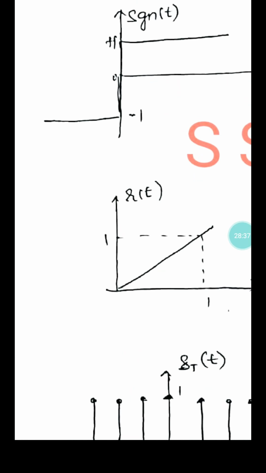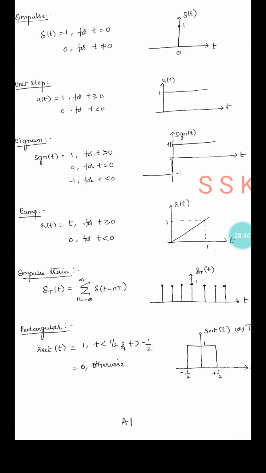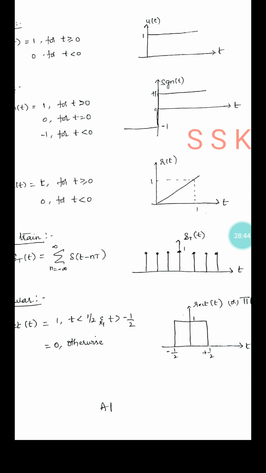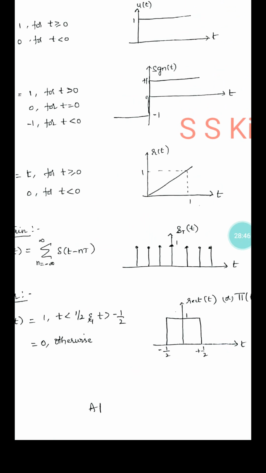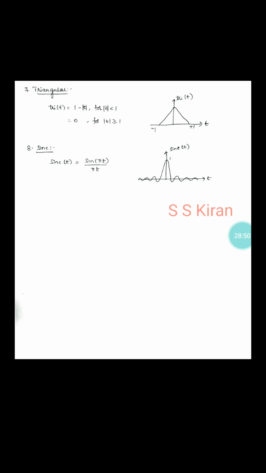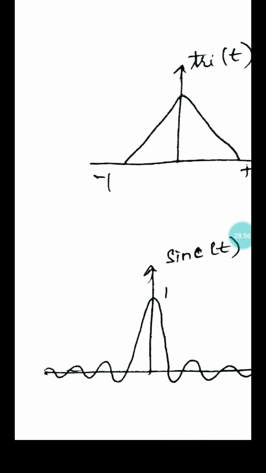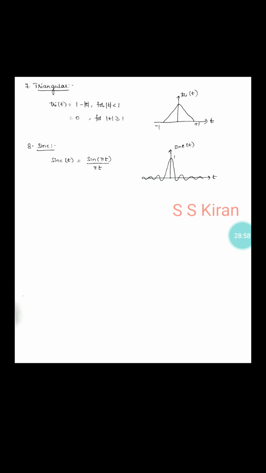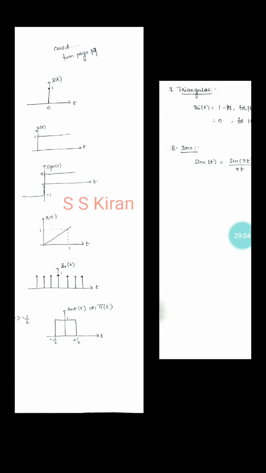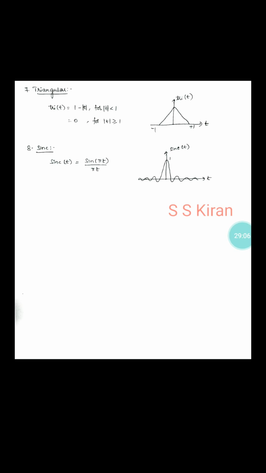See the graphical representations. This is the impulse train. In the discrete form, this is the rectangular signal. We have already discussed every signal, the triangular signal and the Sinc signal. This is the triangular signal and this is the Sinc signal. Just check them. These are all the basic signals and standard signals.